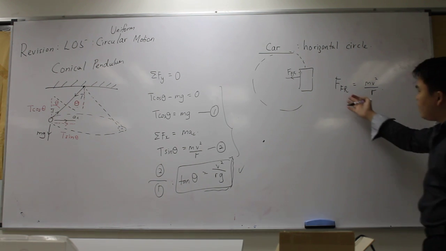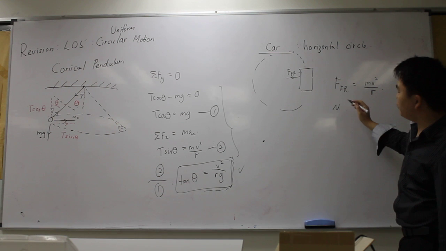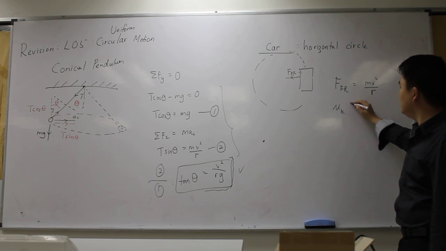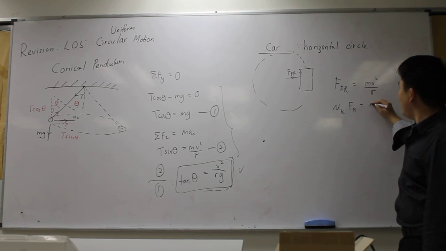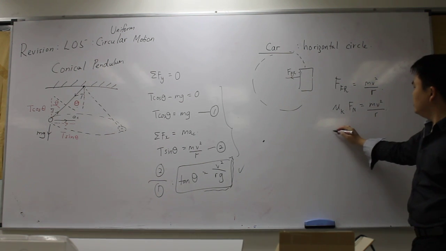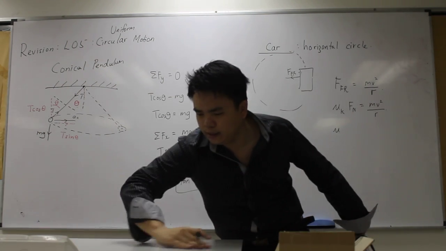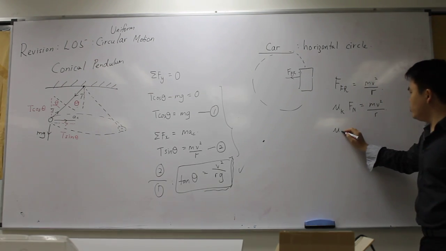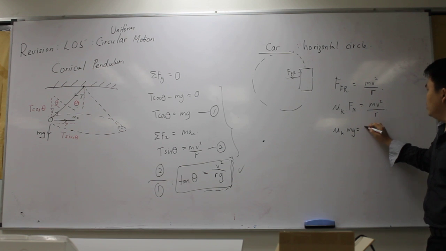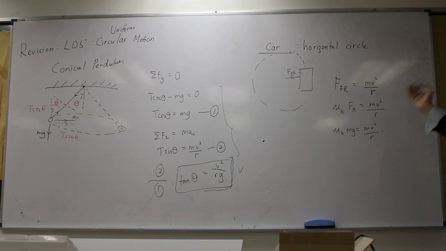On the other hand, this friction force is mu. Since it is moving, it's mu k, not mu s, times Fn, equal to mv squared over r. And mu k Fn, basically for the horizontal surface like this, the car is moving like this, then we can say that mu k mg equals mv squared over r. Then can we solve it? Basically we can solve it.